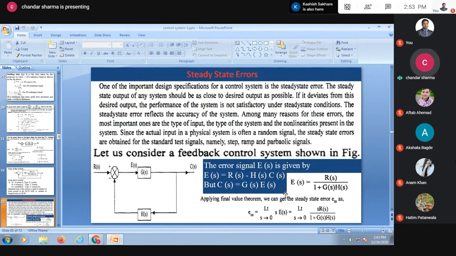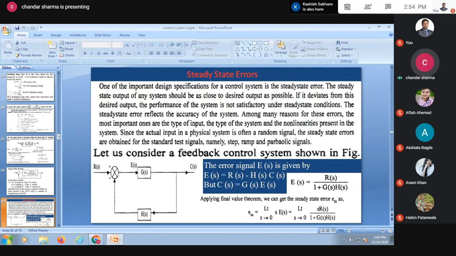So after calculation, we get the value of E(s), which is equal to R(s) divided by 1 plus G(s)H(s). Hence, when we apply the final value theorem, we can get the steady state error e_ss. The final value theorem is nothing but limit s tends to 0 of s times E(s). After substituting the value, the formula for steady state error is limit s tends to 0 of s times R(s) divided by 1 plus G(s)H(s).